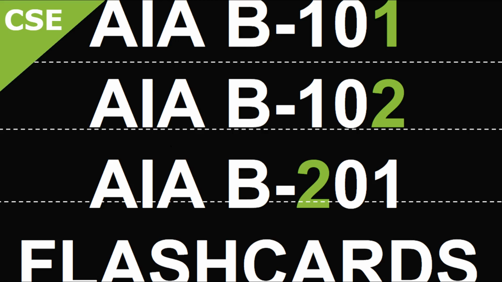AIA B101, B102, B201, B202, and B203 flashcards. Which form is the standard form of agreement between owner and architect? B101 is the standard form of agreement between owner and architect.